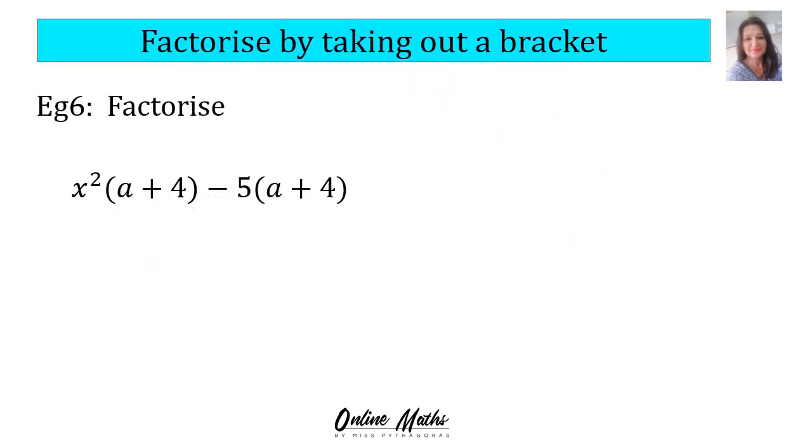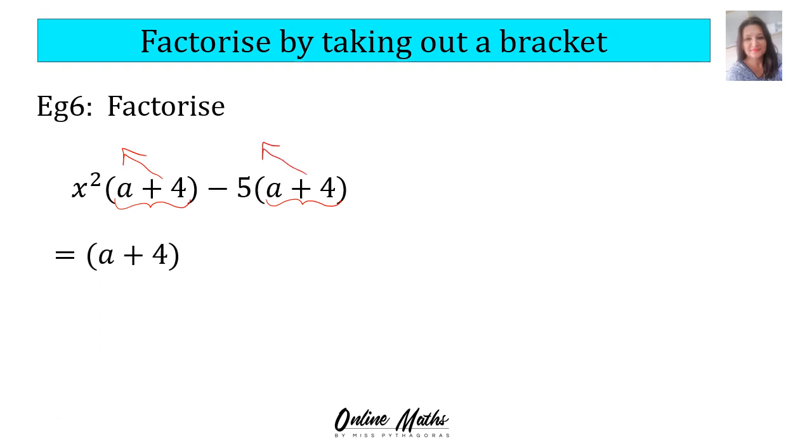Now the next thing that I'm going to teach you is to factorize by taking out a bracket. So when you go to our little sum, can you see there's two brackets, and inside the bracket on the first one you find a plus 4, and on the second term there's also a plus 4. So those two brackets, they look exactly the same. So this is what we're going to do. We're going to pull out this whole bracket a plus 4 and the whole bracket a plus 4.